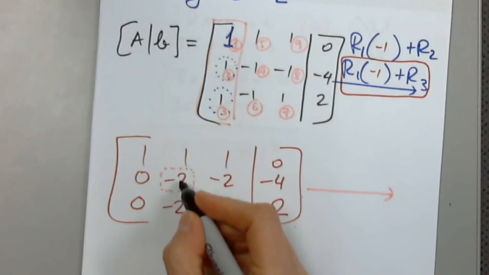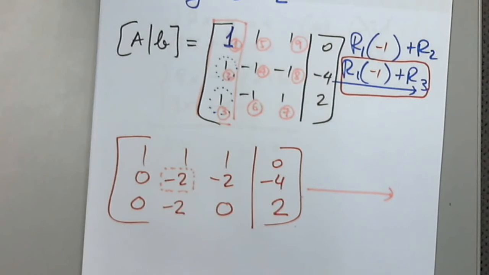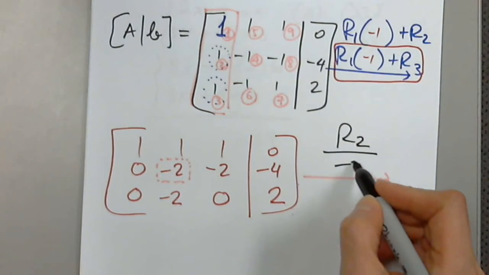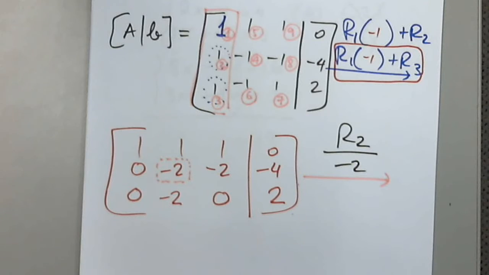So I want this to become 1. Multiplied by a -1/2. Exactly. Divide row 2 by -2. Awesome. Very good.